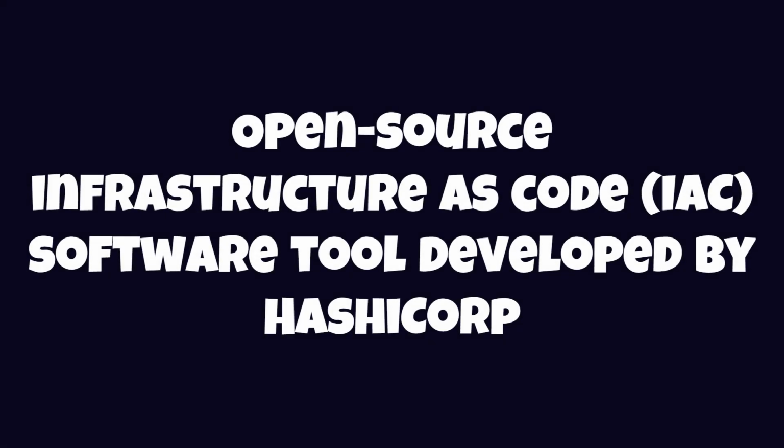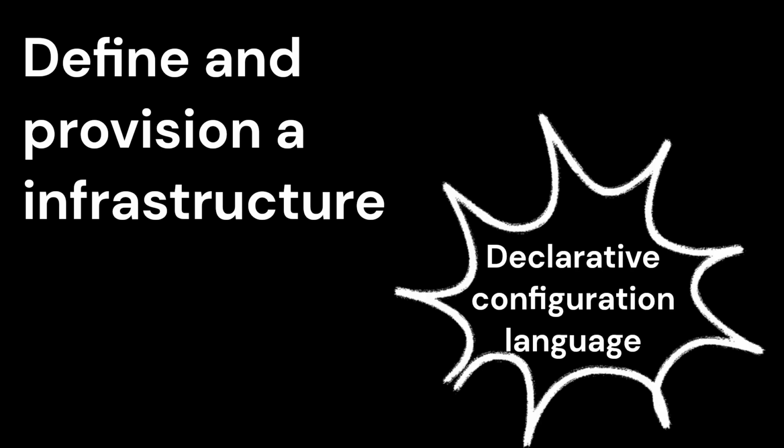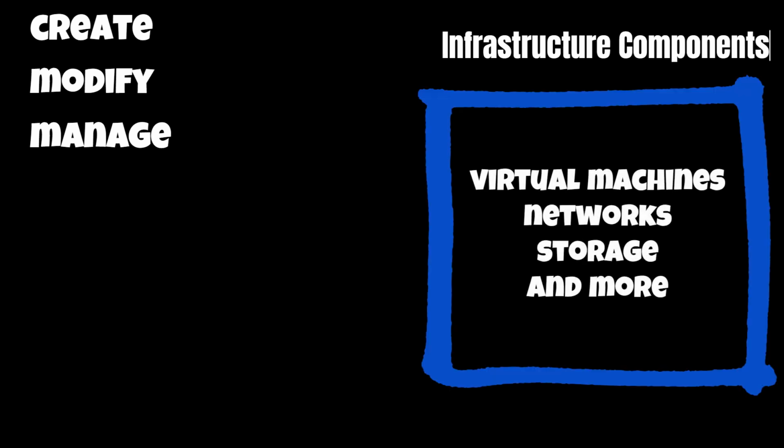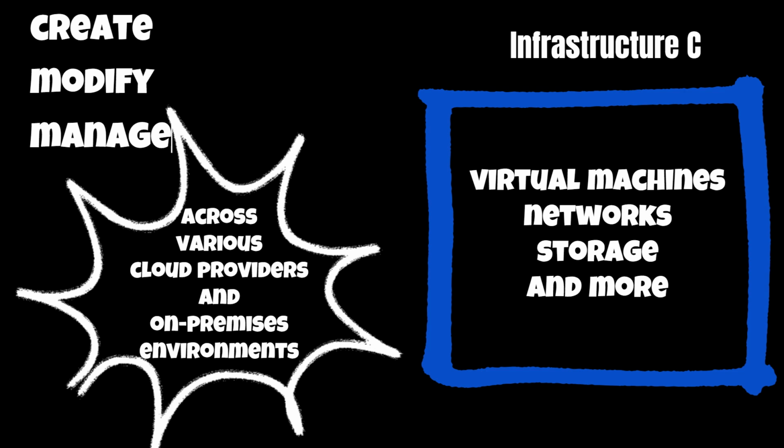So what is Terraform? Terraform is an open-source infrastructure as code, IaC, software tool developed by HashiCorp. It allows users to define and provision a data center infrastructure using a declarative configuration language. With Terraform, you can create, modify, and manage infrastructure components such as virtual machines, networks, storage, and more, across various cloud providers and on-premises environments.